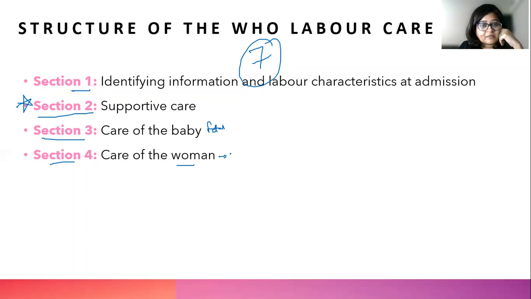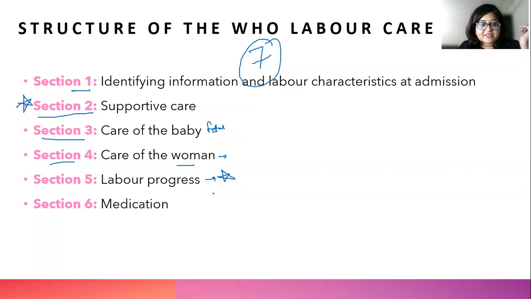That means her vital parameters, her urine, ketones, proteinuria, all that comes under care of the woman. Section 5 is labor progress, which again is majorly changed in this, and we will come to that. Section 6 is whatever medication she's getting. Have you started on IV fluids or oxytocin, any pain relief? All that comes under section 6.